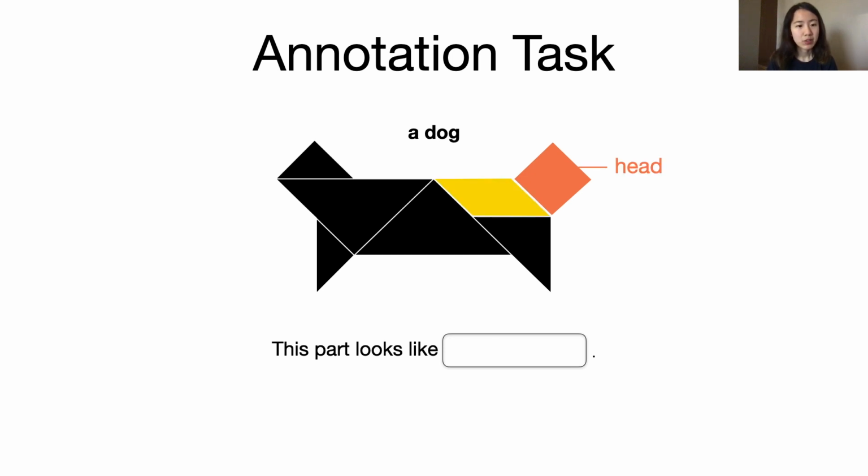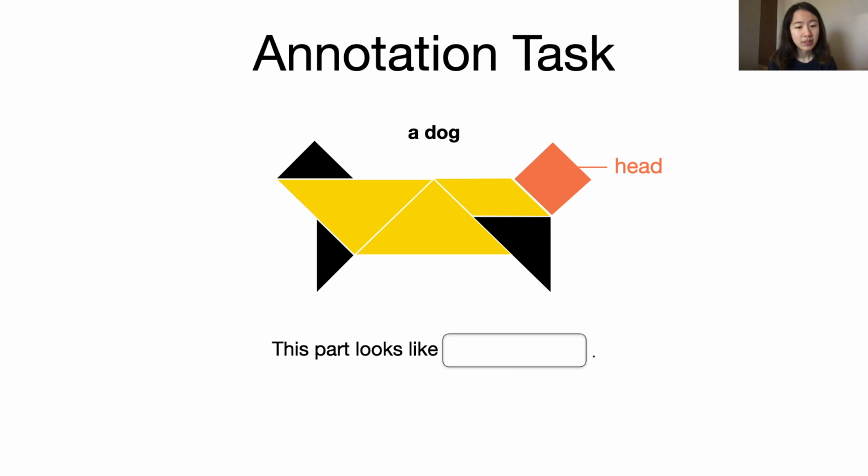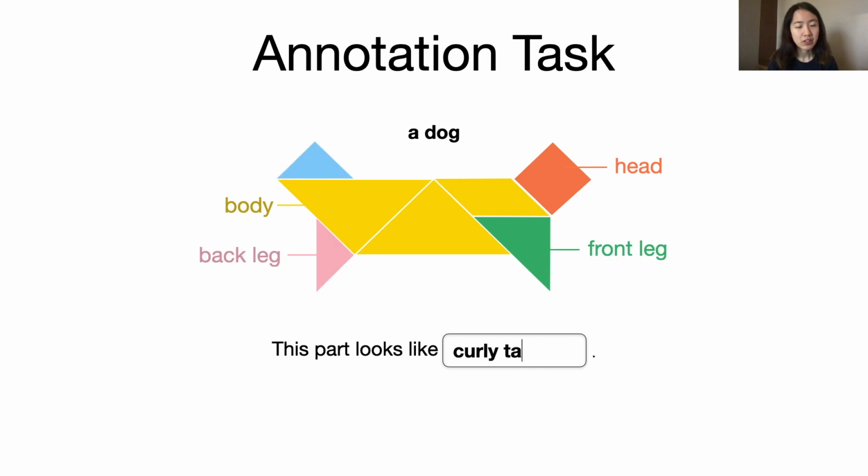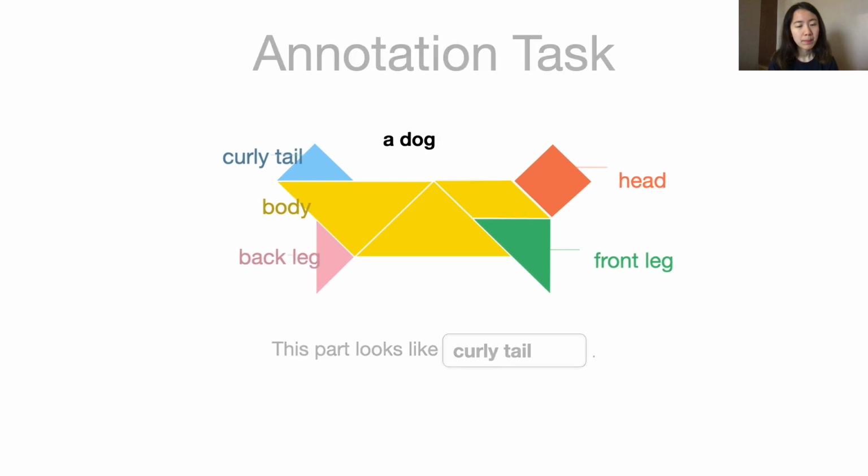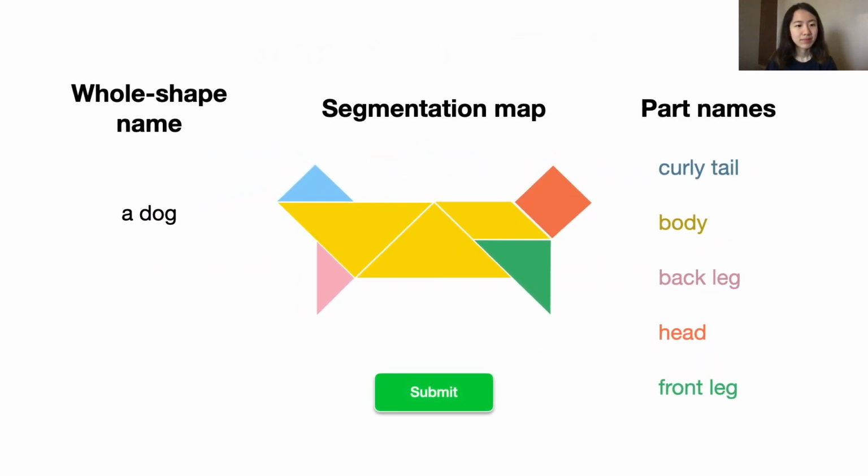Next, we can select the 3 pieces that we think make up the body. We also annotate the rest of the parts, the front leg, the back leg, and a curly tail. In the end, this task yields for each Tangram a whole shape name, a detailed segmentation map, and part names that correspond to each segmented part. And here we have a fully annotated Tangram.